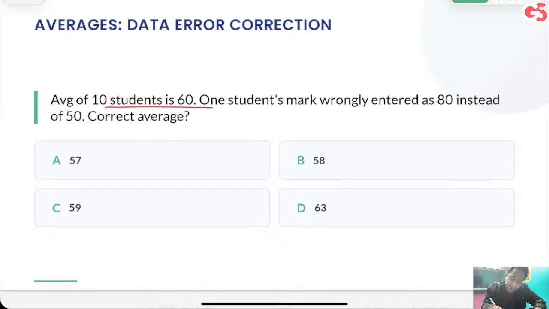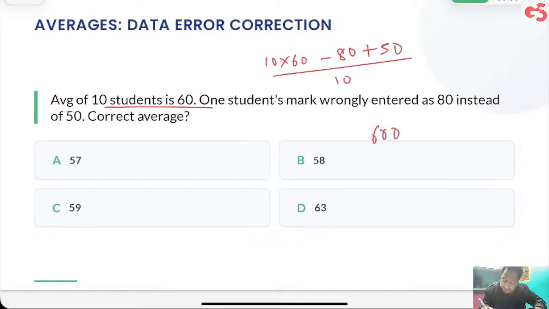टेन का एवरेज है 60. टोटल सम इज टोटल मार्क्स इज दिस. 80 हो गया 50 की जगह. ओके, तो 80 को हटा के 50 वापस डाल दो. एंड नाउ फाइंड द एवरेज. दिस अपॉन 10. सो 600 minus 30 upon 10, that is 57. Clear? That is the answer.